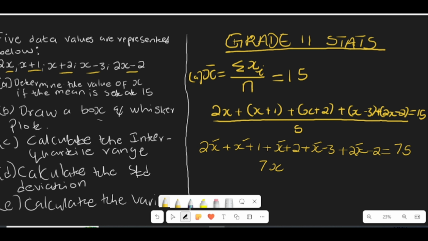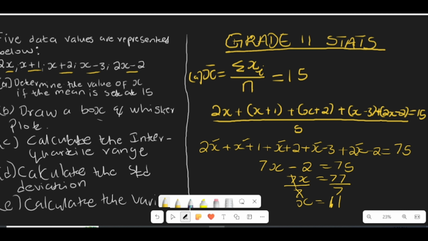And then 1 plus 2 is equal to 3. Then minus 3, which gives us 0. Then you're only left with minus 2 is equal to 75. You take 2 to the other side, you're left with 7x is equal to 77. Therefore, you're looking for x, you need to divide by 7 all over 7. 7 and 7 cancel out. 77 divided by 7 is equal to 11. There is our answer. You managed to find x.